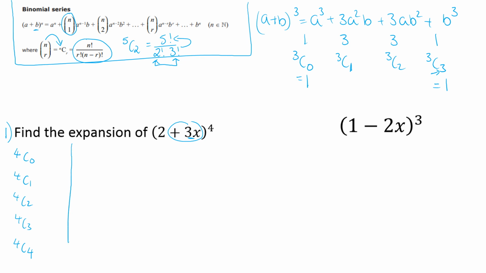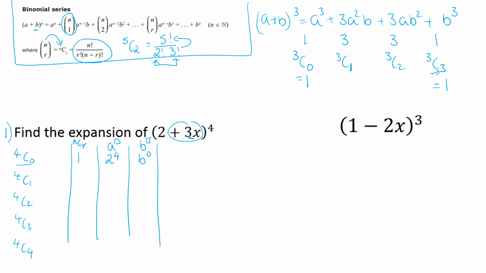So if I just put them in columns here, we're going to have the coefficient from Pascal's triangle, so that's going to be the nCr coefficient. We're going to have the a coefficient, or the a part of the term, and then the b part of the term. So 4C0, Pascal's triangle always starts with 1, and then we're going to have 2 to the 4, and we're going to have b to the 0. Then we're going to have 4C1.